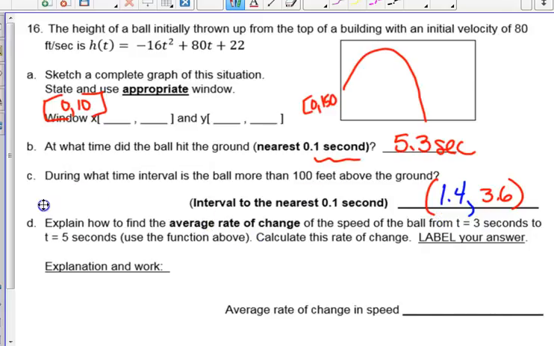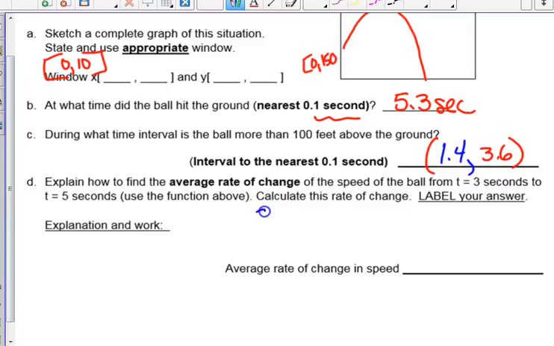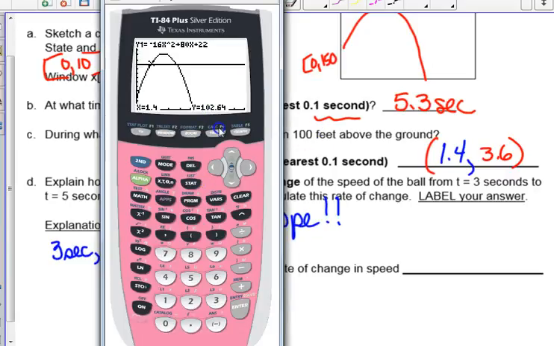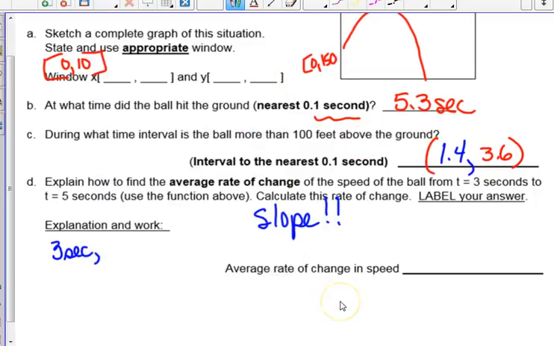All right, average rate of change. This is worth a huge number of points, guys. This one little part. It is the slope, okay? So you say at 3 seconds, and you plug it into the equation. If you just look at the graph, and you go trace 3, it's 118 feet, and then it asks where you are at 5, and it's 22. 3 seconds, 118 feet, 5 seconds, 22 feet.